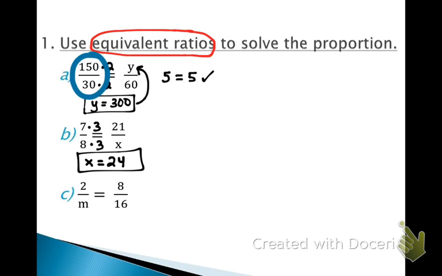Now, once again, I want you to plug it in to see if those two are equal to each other. So let's plug in this right here, 21 over 24. Put that into your calculator, and what do you get?